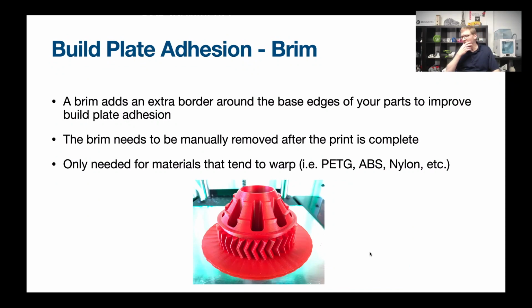A brim I do use from time to time, and this is usually most helpful for the more advanced materials that tend to warp off the build plate. So if you're printing with PETG or ABS or nylon, you might want to enable a brim. What that does is it adds additional lines coming out from the base that are connected to your object, as you can see in the photo there. And so it holds it to the build plate and prevents your object from lifting.